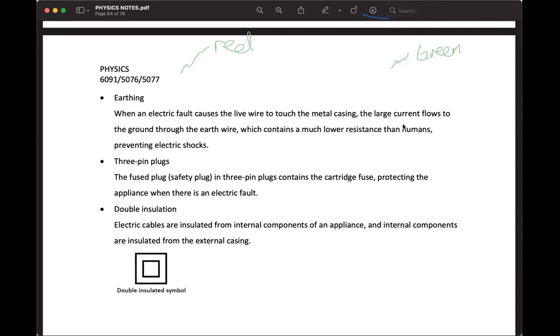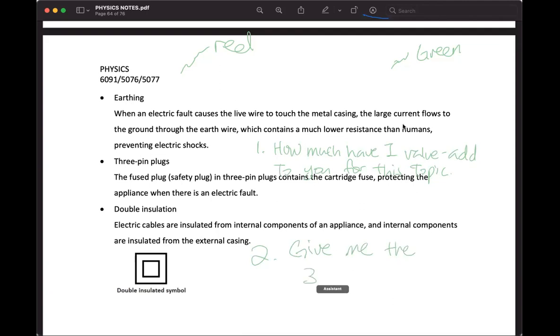So I've got 2 checkout questions for you. Number 1, how much have I value added to you for this topic? Number 2, give me the 3P and the 3E formulas. Once I call your name, you may leave the class. And next week, we'll go through the sample questions.